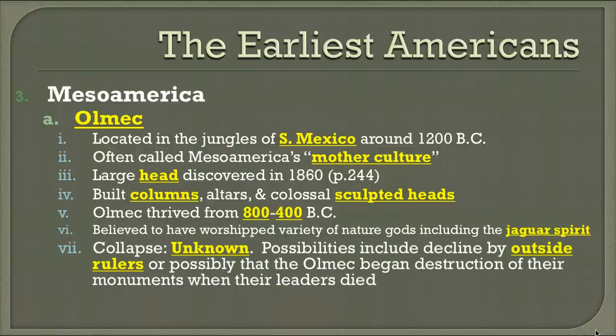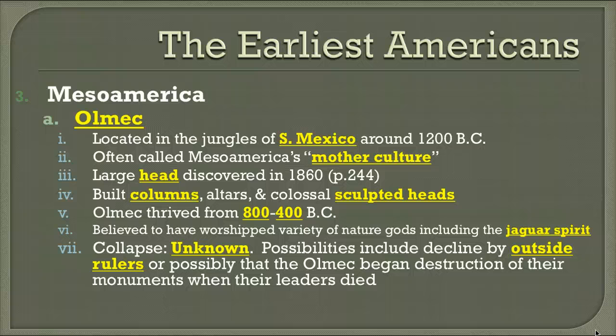Now, what happened to the Olmec, we're not really sure. Their collapse is unknown. Possibilities include decline by outside rulers. I mean, maybe they were taken over by somebody else. Maybe they were absorbed into another culture. We also see some evidence that the Olmec began destruction of their own monuments, possibly when their leaders died, maybe in some type of sacrificial ceremony. They started to destroy their own property. Maybe they turned violent on one another. We have some evidence of that, but it doesn't definitively point to anything.